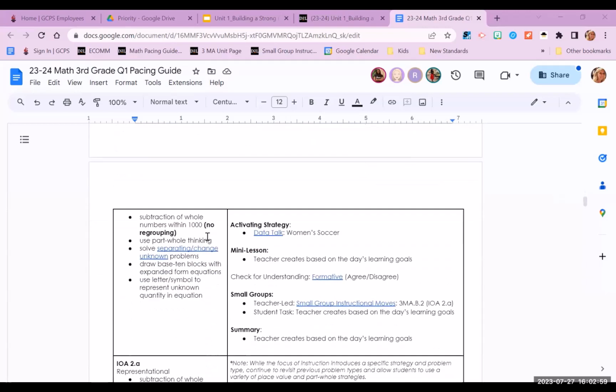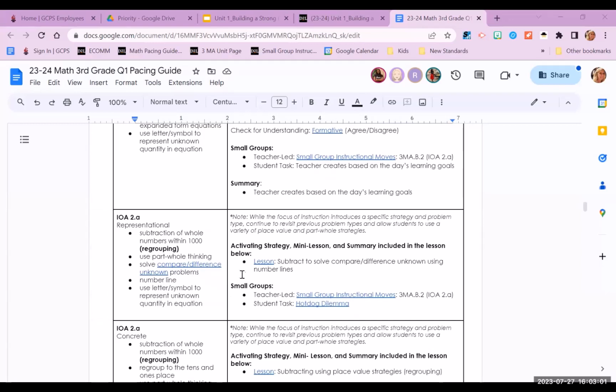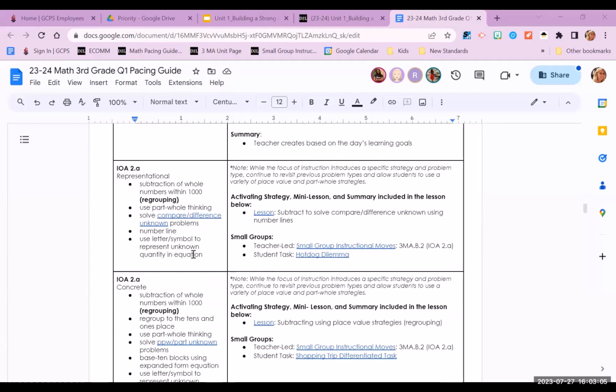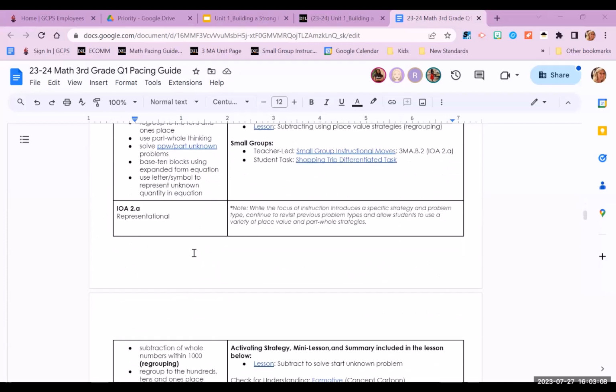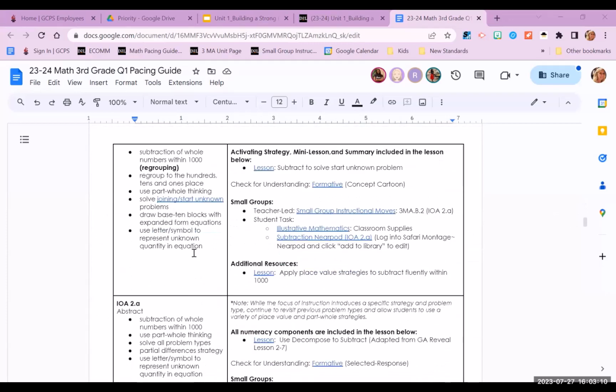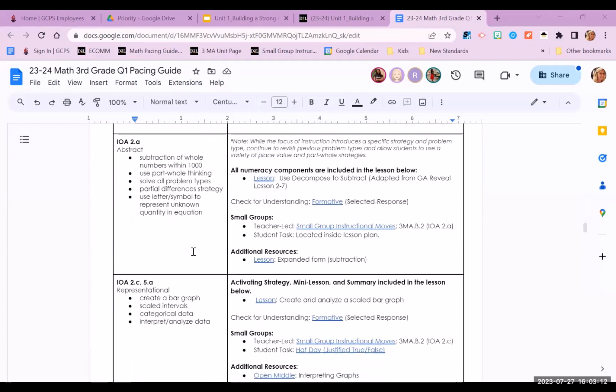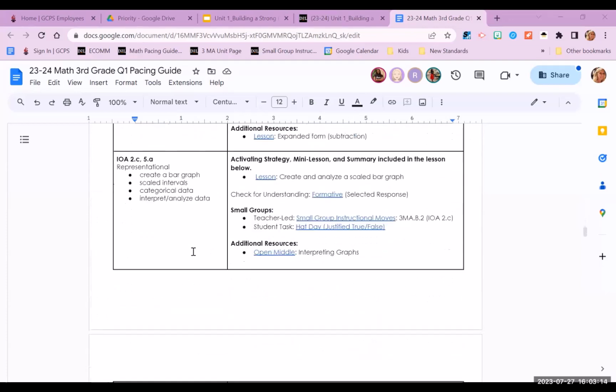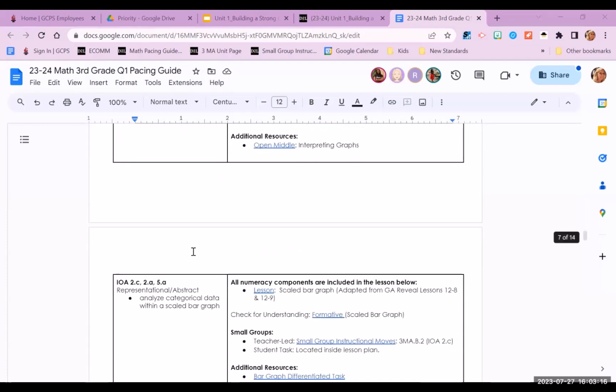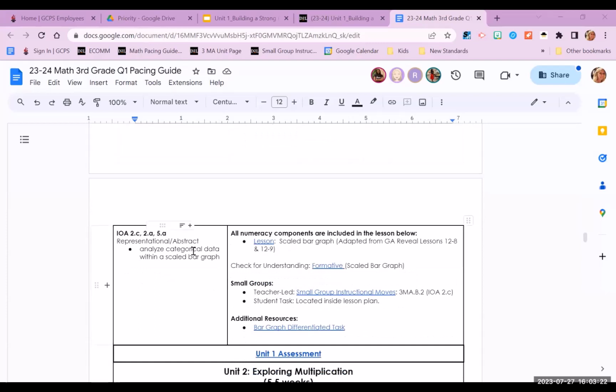Next, we will subtract with regrouping, moving towards more abstract strategies before ending the unit with a few days of bar graphs. It is important to note that students are not expected to master every addition and subtraction strategy taught. The goal is for students to use the strategy that is most effective and efficient for them.